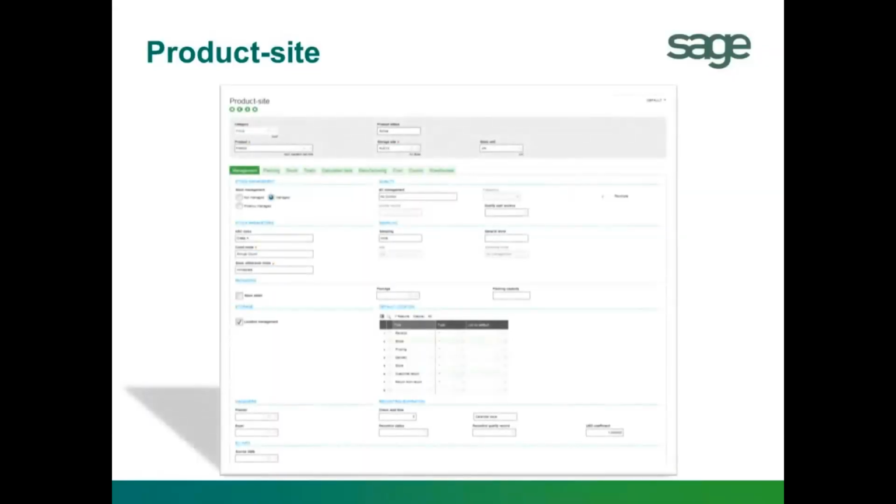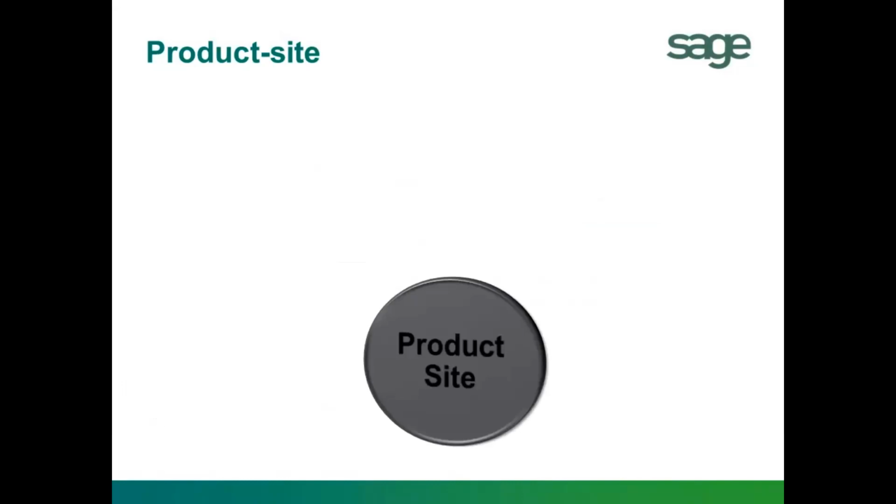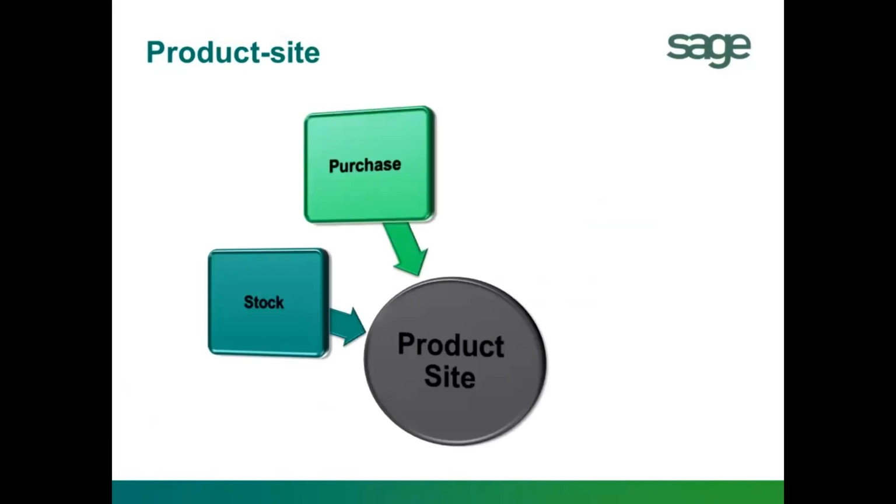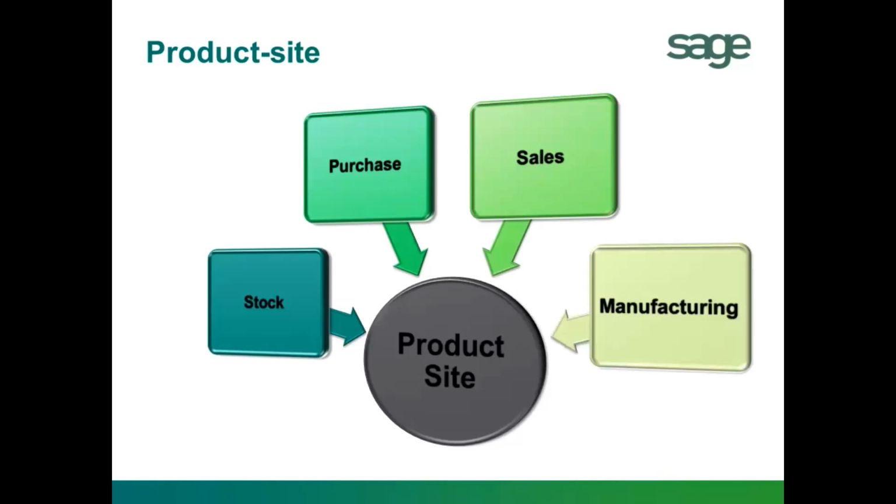What are product sites? And how do you assign products to those sites? Well, a product site is a company's locations where your products are stored. Now, this site can be a site that just stores stock, where you purchase stock into, sell stock out of, or manufacture stock, or any combination thereof.